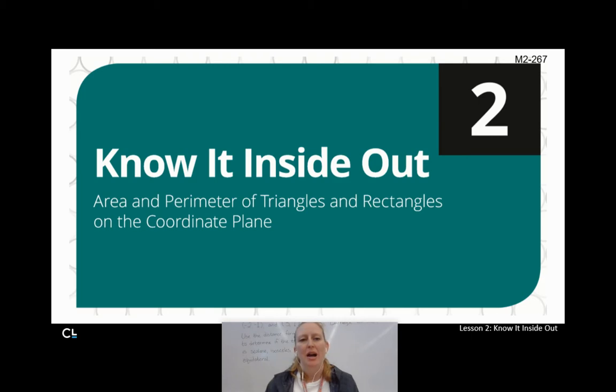We're going to be exploring area and perimeter of triangles and rectangles on the coordinate plane. You guys have gotten really good now at using the distance formula to figure out the lengths of sides of triangles, rectangles, and various things on the coordinate plane. So now we're going to use them to help us find the area and perimeter of our triangles and rectangles.